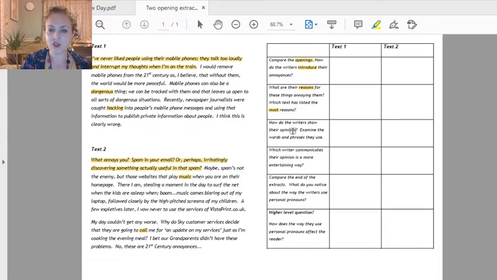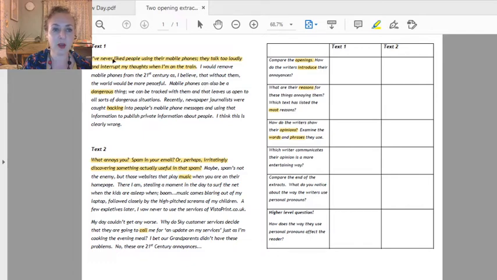Okay, how do the writers show their opinions? And we're going to look at words and phrases. So remember, you're going to be writing this down in here. You're not just going to be highlighting. You need to do work at home. Copy this into a notebook. I don't mind how you do it.